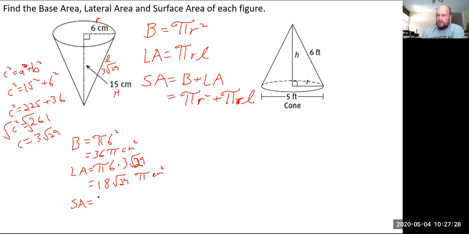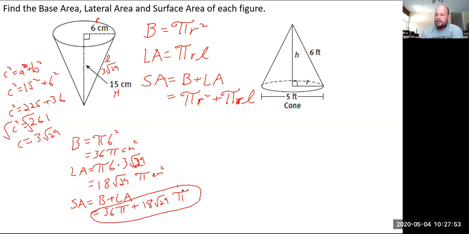So then surface area, again, we can simply add these. Since we already found the area of the base, we already found the lateral area, we're just adding those two together. So 36 pi plus 18 radical 29 pi. These are actually not like terms, so we could just leave our answer like that. If you wanted to simplify it, you could, but this is actually a good final answer. And we won't have to do any more work past that.